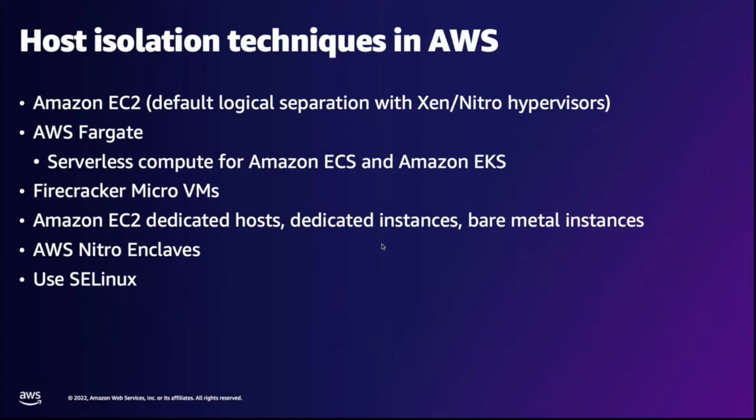And from the host isolation techniques perspective, with EC2 you are doing this using hypervisors. AWS Fargate, of course, is the serverless compute for Amazon ECS and EKS. You have some additional boundaries, and you use Firecracker microVMs for running these workloads, as well as for Lambda.